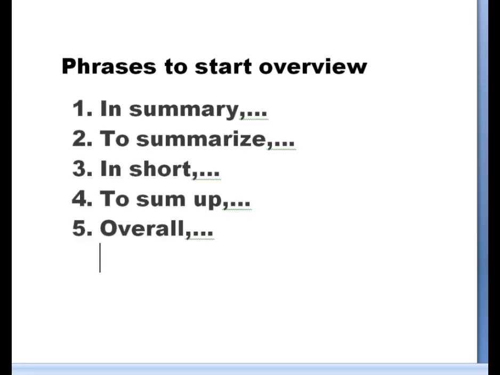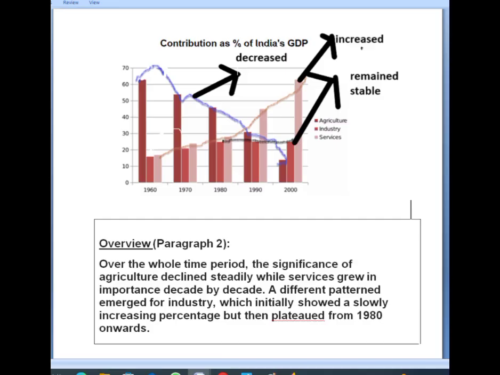Phrases to start the overview. Number 1, you can write in summary, or to summarize, or to sum up, overall, as well as looking from an overall perspective. As I already said, while writing the overview, we have to look at the increasing, decreasing, and stable trends.